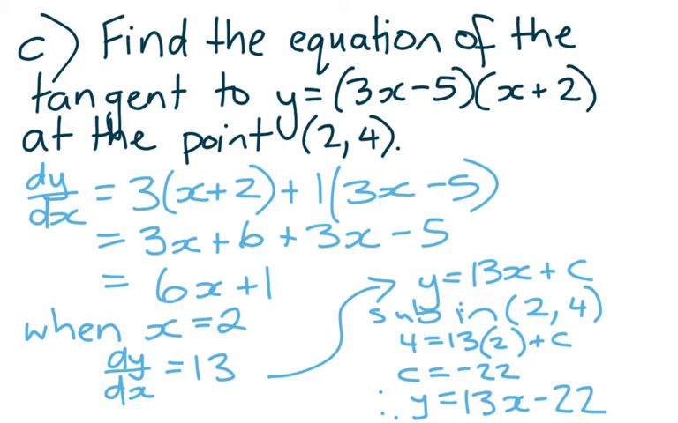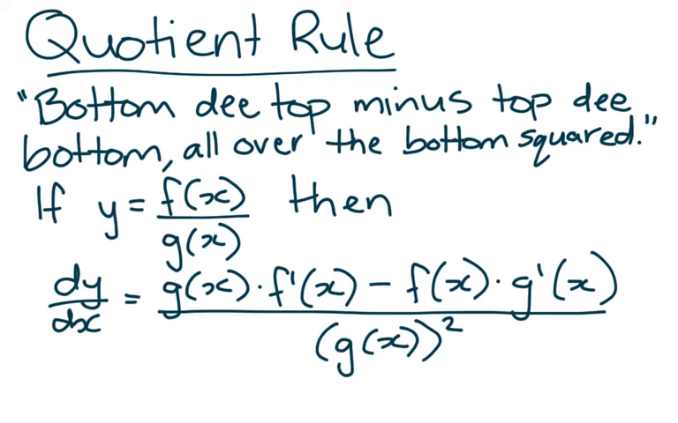So again, with product rule, it's the derivative of the first times the second plus the derivative of the second times the first. Moving on to quotient rule. Again, there is an easy way to remember it just using the words: bottom D top minus top D bottom all over the bottom squared. When I say bottom D top, that means it's the bottom function multiplied by the derivative of the top function, take away the top function multiplied by the derivative of the bottom function, and then it's all over the bottom function squared.